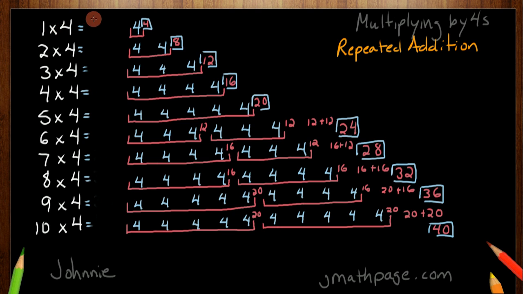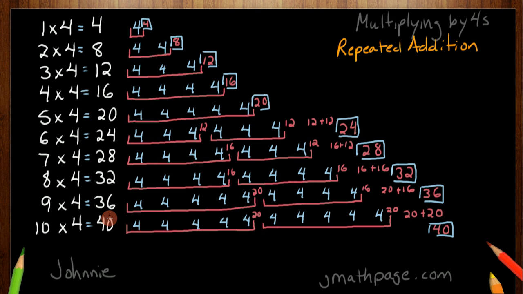1 times 4 is 4. 2 times 4 is 8. 3 times 4 is 12. 4 times 4 is 16. 5 times 4 equals 20. 6 times 4 equals 24. 7 times 4 equals 28. 8 times 4 equals 32. 9 times 4 equals 36. And 10 times 4 equals 40.